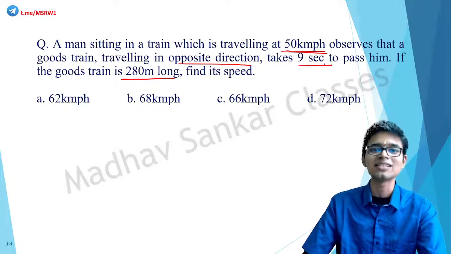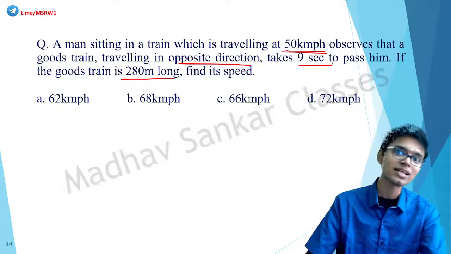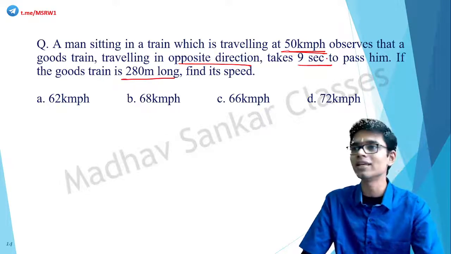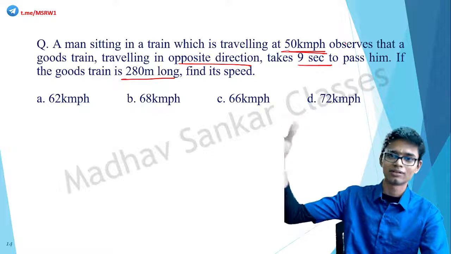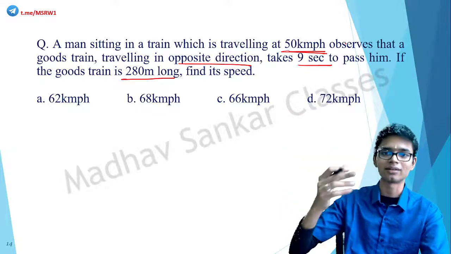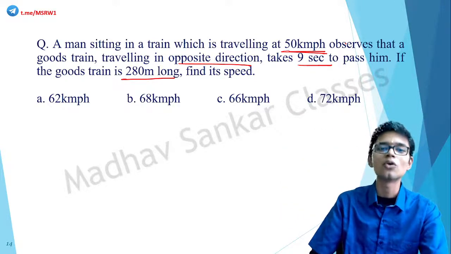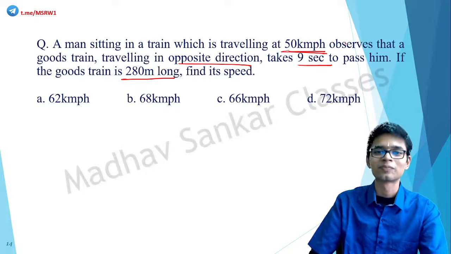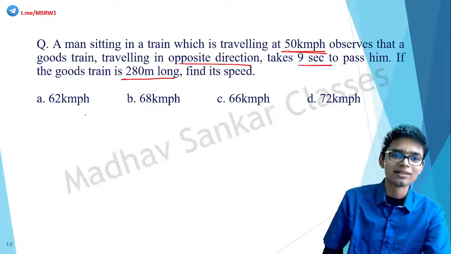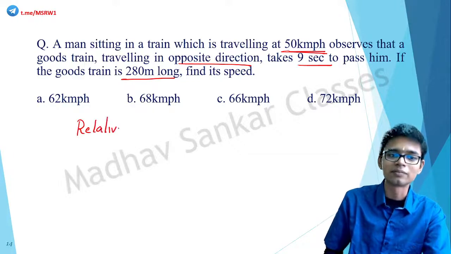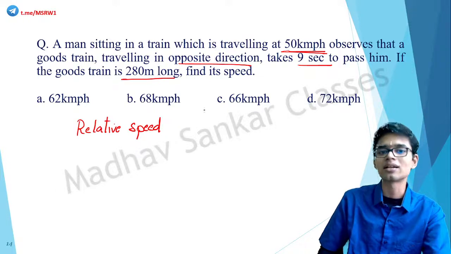Very interesting question. Here the man is sitting inside a train and he is the one who is feeling that the goods train has passed him in 9 seconds. So how do we consider this? Here we have to again start with relative speed. What is the relative speed? Not from the speeds given in the question, but actually what is the relative speed?